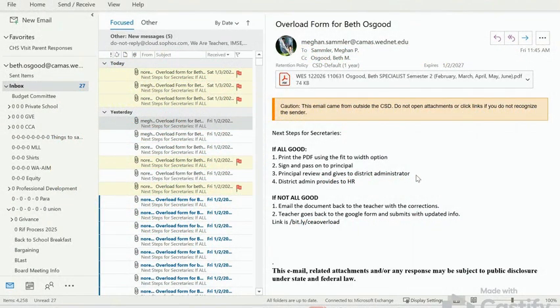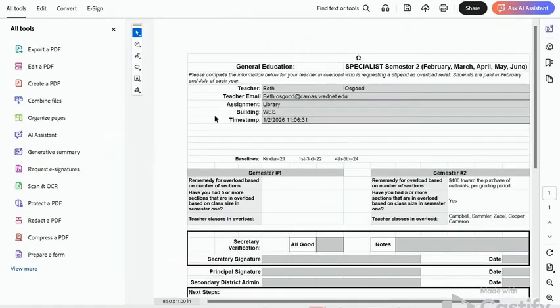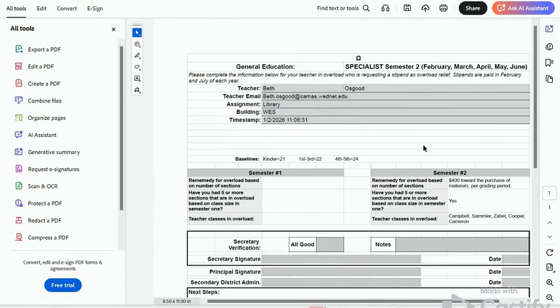Alrighty, going over what secretaries and admin will receive. As a secretary, you will get an email automatically. This is what it'll look like, and attached will be a document that lists the person who is completing it. It'll be a PDF. You'll open it up. You'll need to print this. What you're doing is verifying the information.